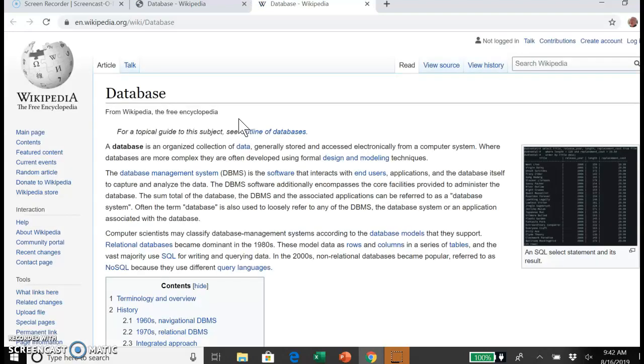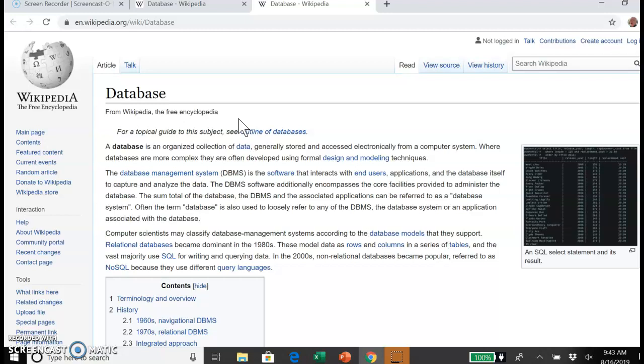Here, I use Wikipedia a lot. I bet you do too. So let's just look at this overall definition. Again, an organized collection of data stored and accessed electronically from a computer system. Okay, when they're more complex, they're often developed using formal design and modeling techniques. The database management system is the software that interacts with end users, applications, and the database itself to capture and analyze data. It additionally encompasses the core facilities provided to administer the database. So, the whole thing is called the database system.